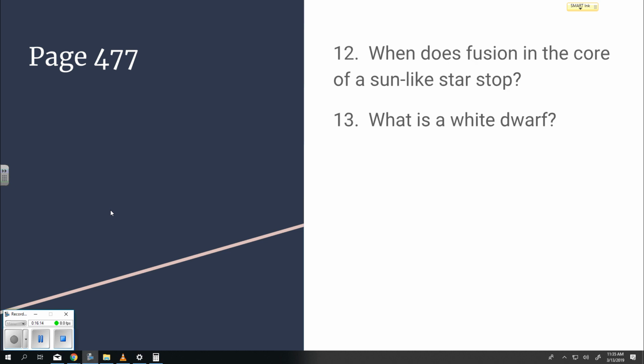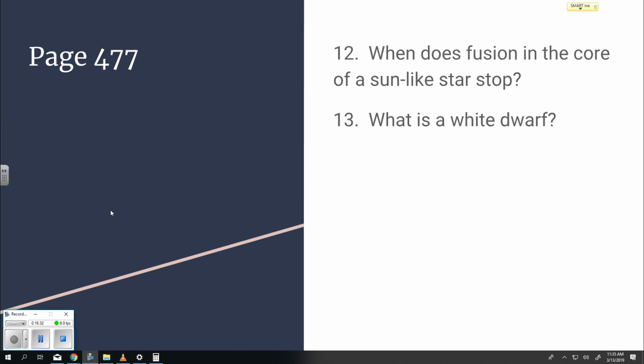Page 477. When does fusion in the core of a sun-like star stop? What is a white dwarf? What are the final stages of a sun-like star?